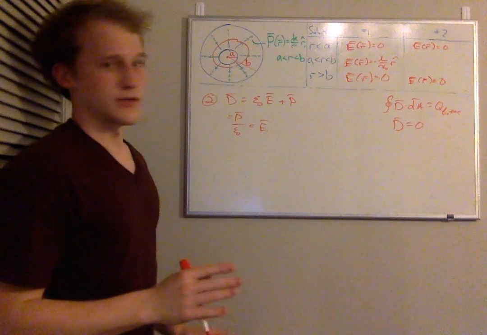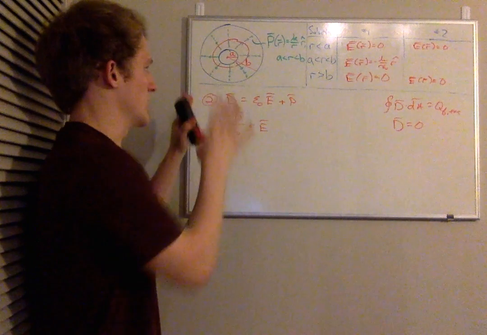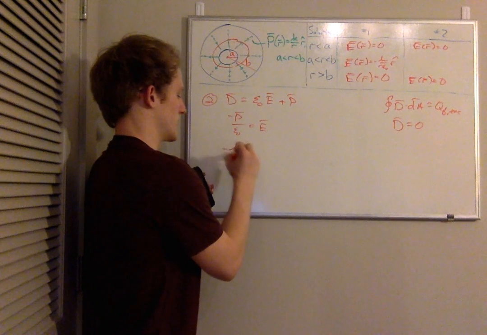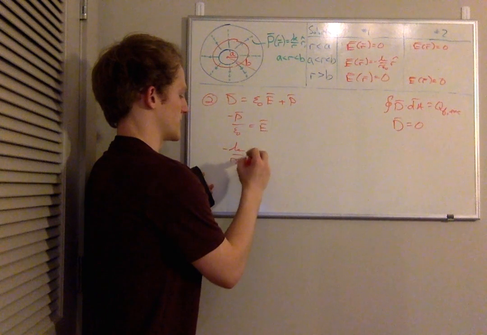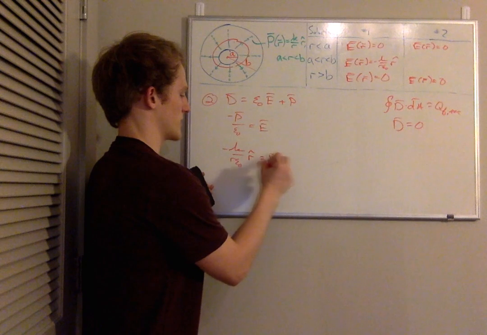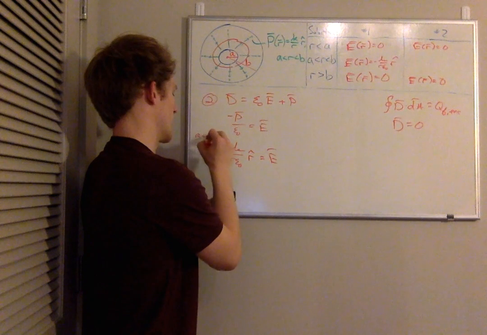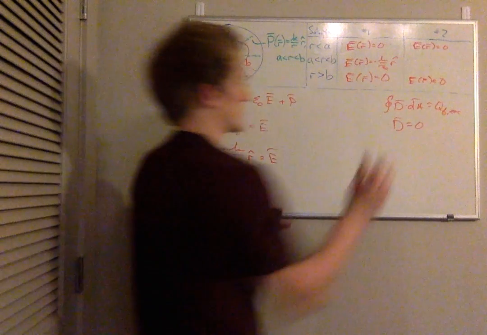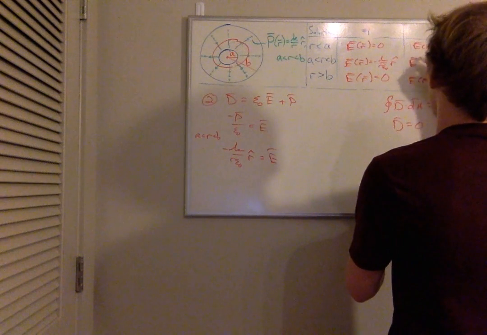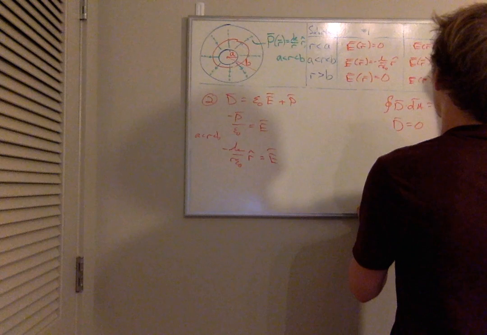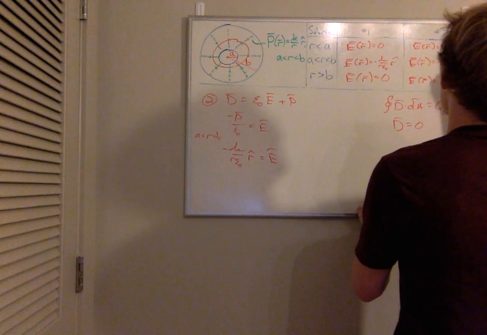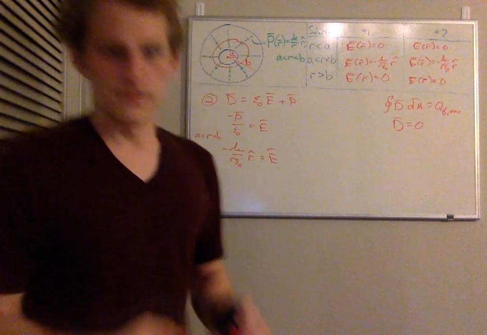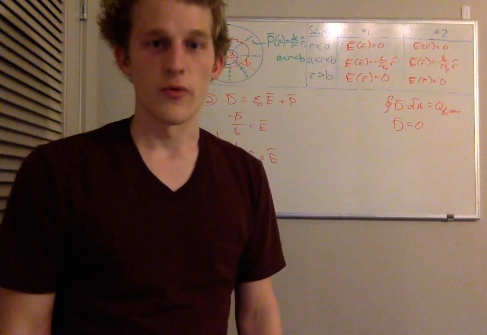So now we just need to find the field between A and B. We know the polarization is K over R, so that would simply be K over R epsilon naught in the R hat direction for A less than R less than B. And as we see up here, that solution agrees entirely with our solution below for every point in space. So that is the solution to problem 4.2.1.